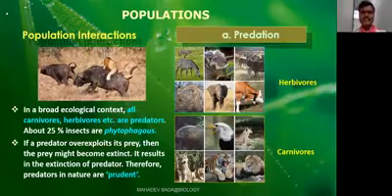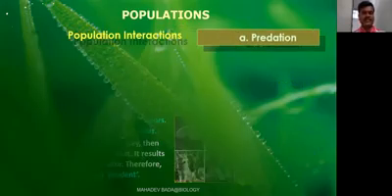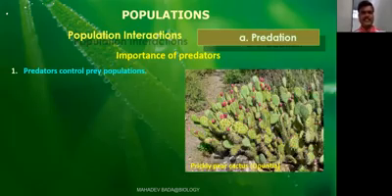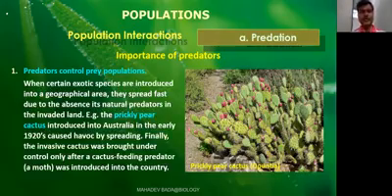So predation is a type of interaction between two organisms where one organism is benefited and the other organism is harmed or completely killed off. Importance of predators. What is the importance of predators? Predators we also need because predators control prey population. It keeps the prey population under control. Otherwise, the prey population keeps on increasing.